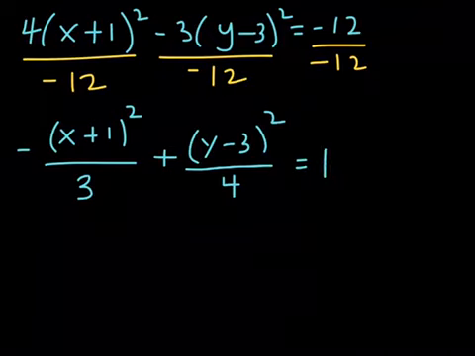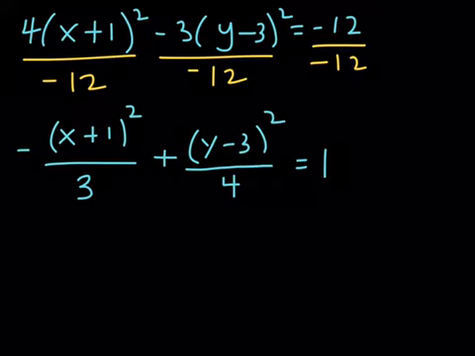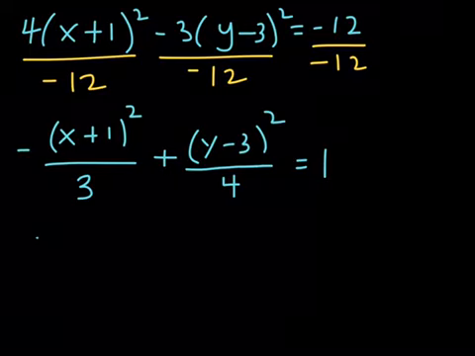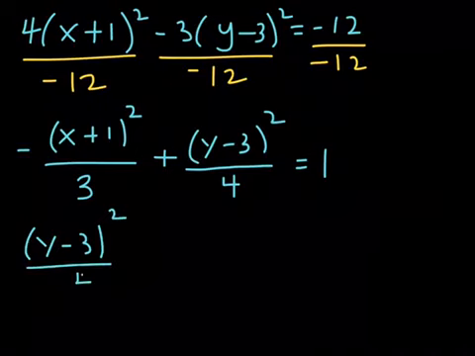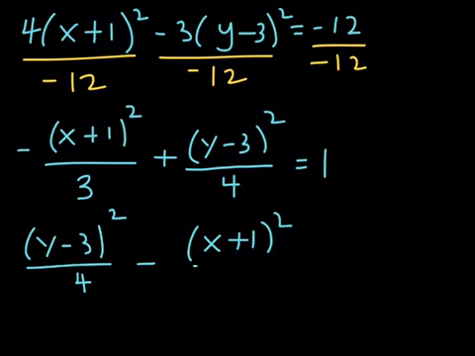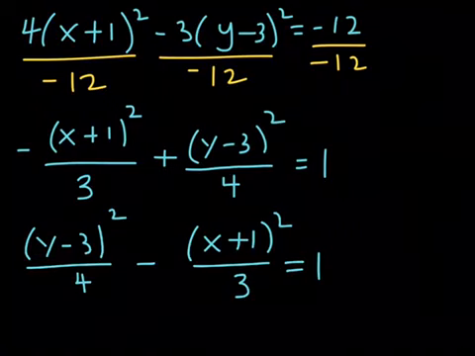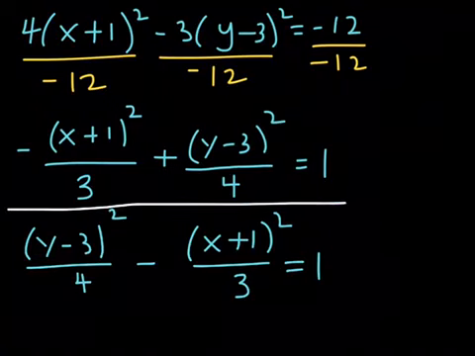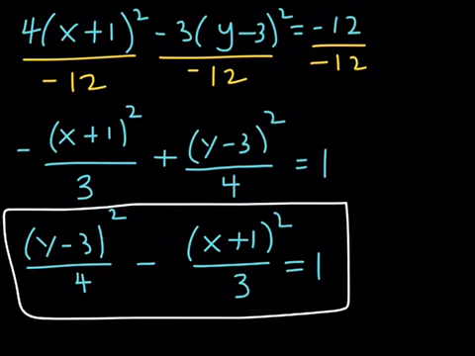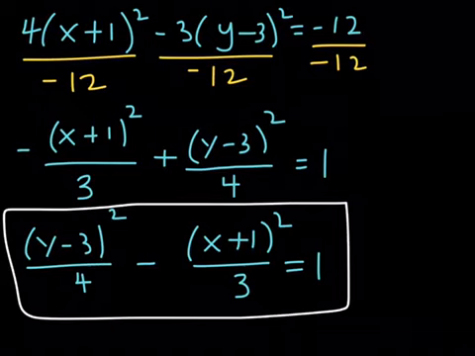Now, because this first term is negative and this second term is positive, I'm going to rewrite this as y minus 3 quantity squared over 4, and then minus x plus 1 quantity squared over 3 is equal to 1. There. Now, you can see this is standard form. And which term is coming first? The y term is coming first.